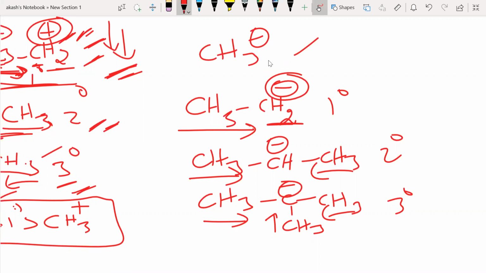Increase. Exactly. These are electron donating groups attached to a carbanion, so obviously the amount of negative charge will increase. In methyl, I don't have any electron donating group, just the hydrogens. Here you have one electron donating group, so an increase in negative charge. Two groups, still more increase in negative charge. Three groups, still higher negative charge. Now tell me, what will be the stability order?